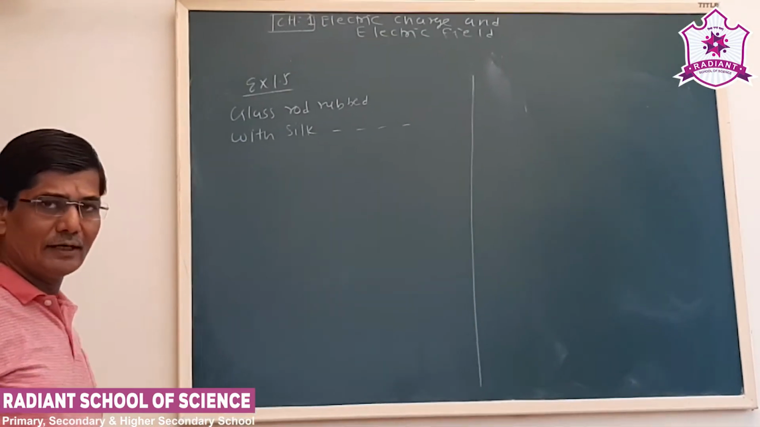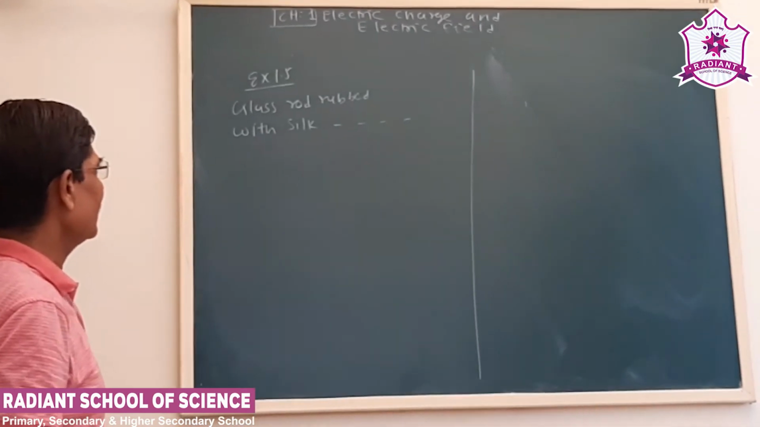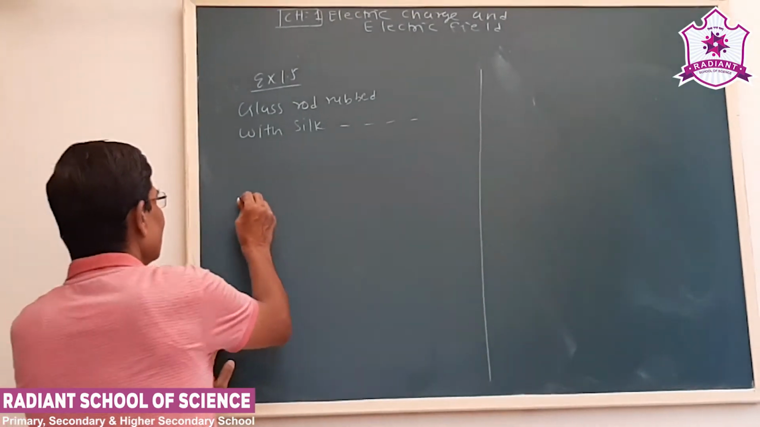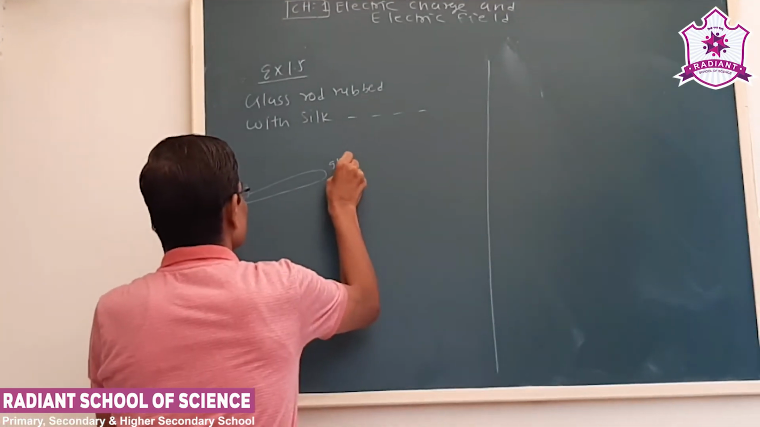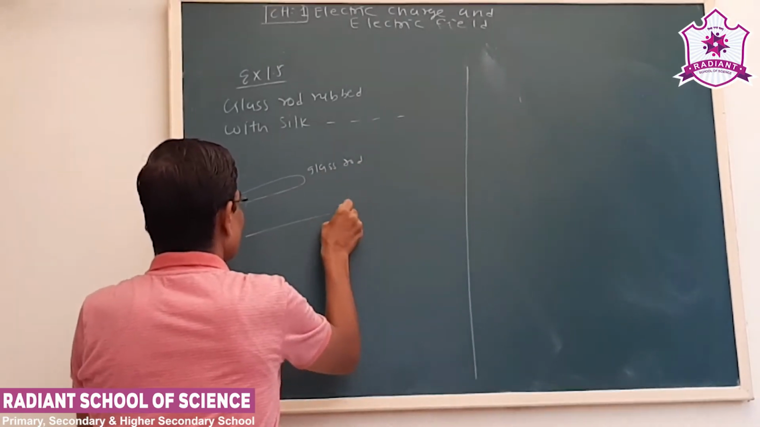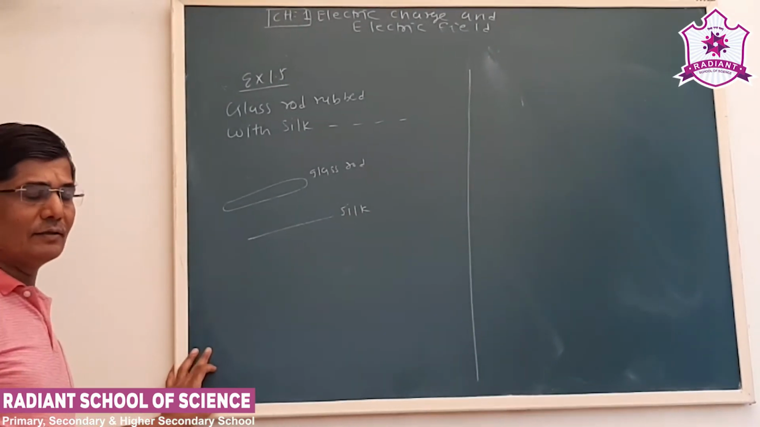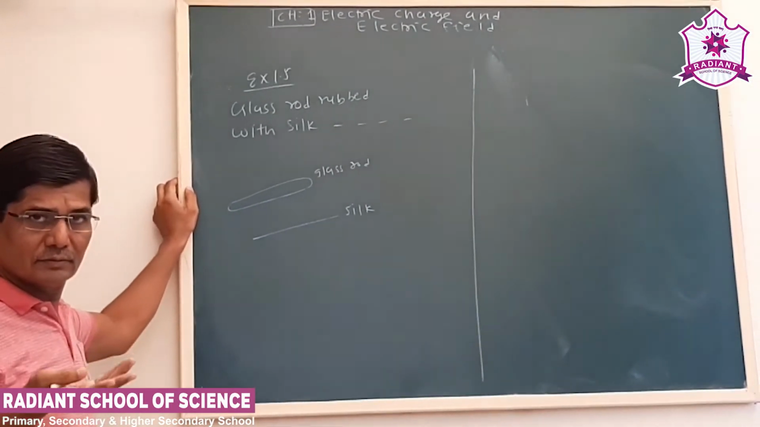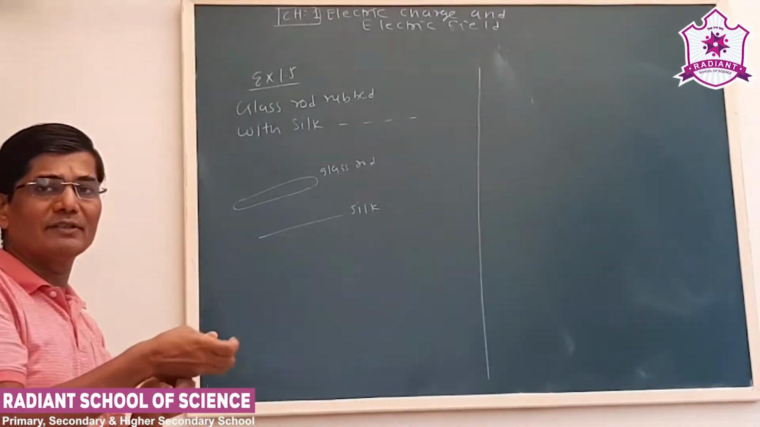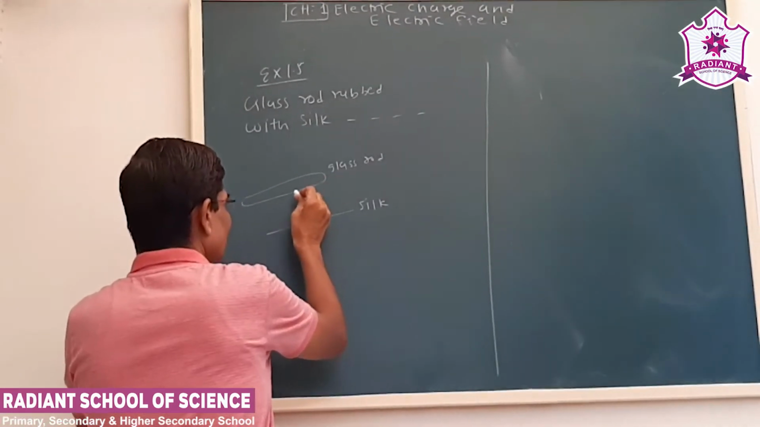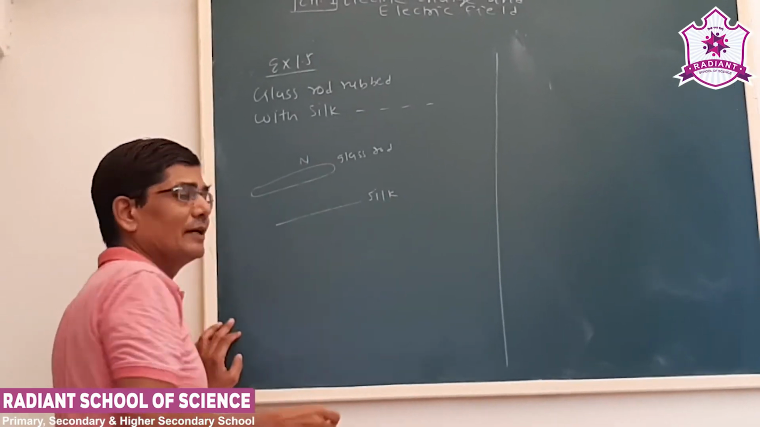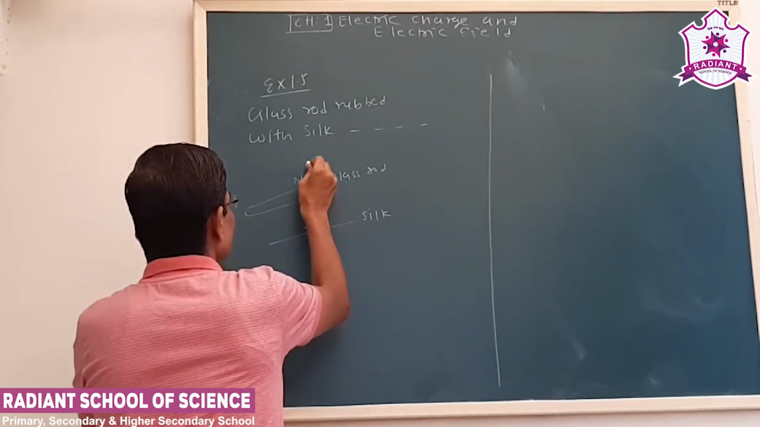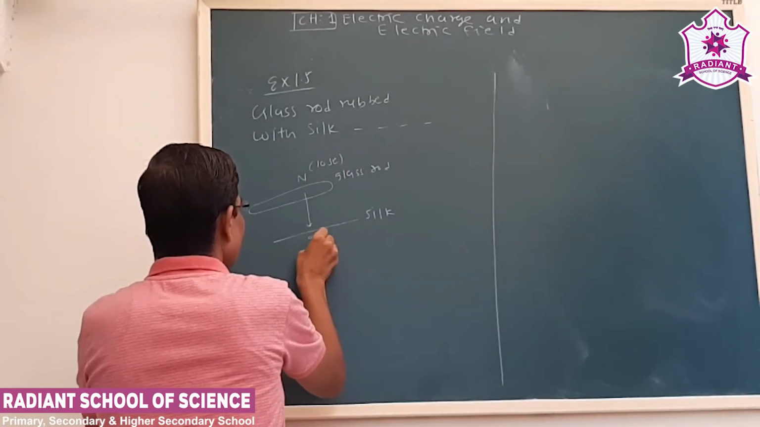Now see, next is our exercise number 1.5. That is also a theoretical question. The question says a glass rod rubbed with silk, and the charge appears on both objects. Now let us say we have a glass rod and silk. Initially, before rubbing, both are neutral. But when we rub the glass rod with the silk, the glass rod becomes positively charged. Let us say the glass rod loses n electrons and the silk gains n electrons.